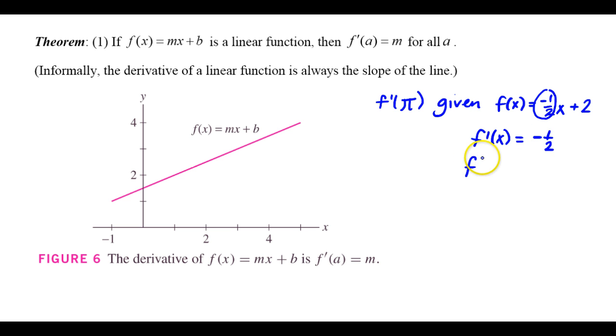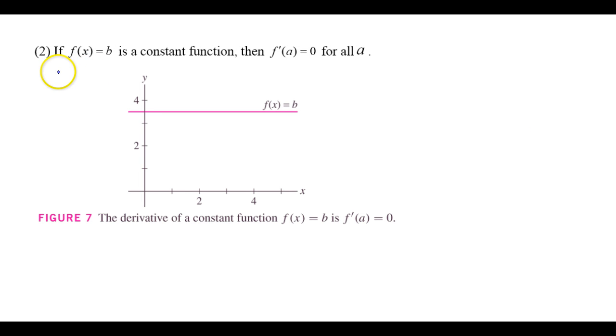So it doesn't matter if it's f prime of pi, it's still negative 1/2, no matter what. So if you recognize the function to be linear, the derivative anywhere is the slope of the line, so it's the value m. And now the second part of the theorem is pretty much a special case of the first part.